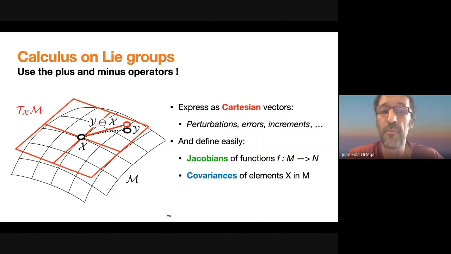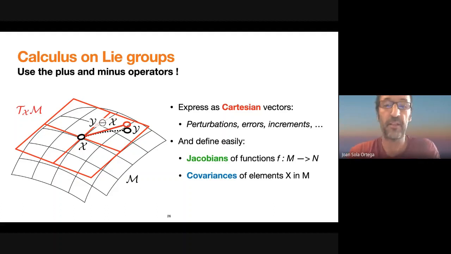It's good to express them in the tangent space, because then we can define Jacobians and covariances to manipulate these elements, to go from one tangent space to the other one, and propagate covariances through nonlinear functions. All these kinds of things are easy to do if the perturbations are expressed as elements of linear spaces.